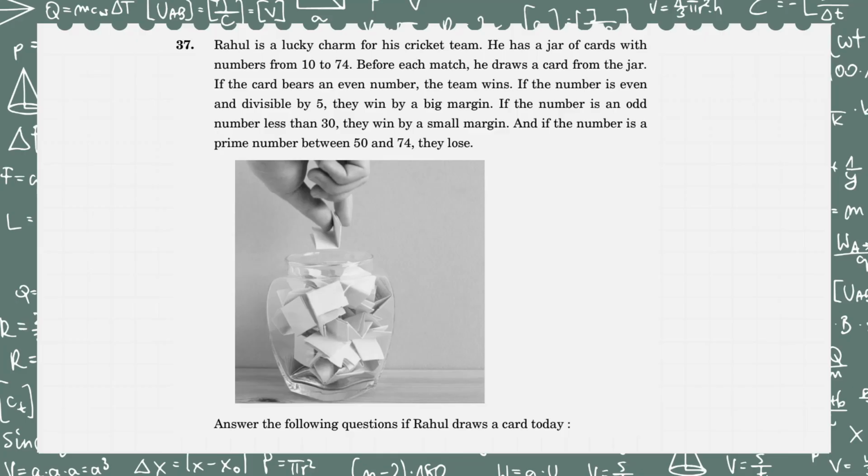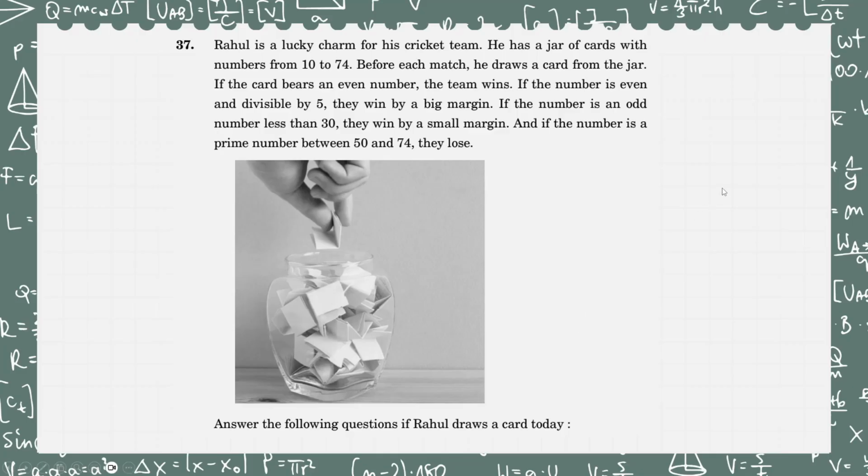Sum 37. Rahul is a lucky charm for his cricket team. He has a jar of cards with numbers from 10 to 74. Before each match, he draws a card from the jar. If the card bears an even number, the team wins. If the number is even and divisible by 5, they win by a big margin. If the number is an odd number less than 30, they win by a small margin. And if the number is a prime number between 50 to 74, they lose. So, answer the following questions if Rahul draws a card today.